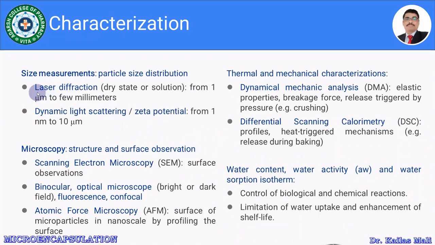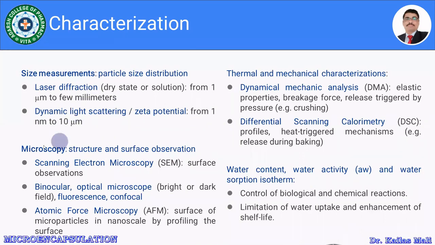So in the case of the laser diffraction method, either in a dry state or a solution state, it is possible to measure the particle size ranging between 1 micrometer to a few millimeters, while in the case of dynamic light scattering, it is possible to measure the particle size distribution from 1 nanometer to 10 micrometer. So there are two methods by which it is possible to measure the particle size. The first one is laser diffraction, and the second one is the dynamic light scattering method.